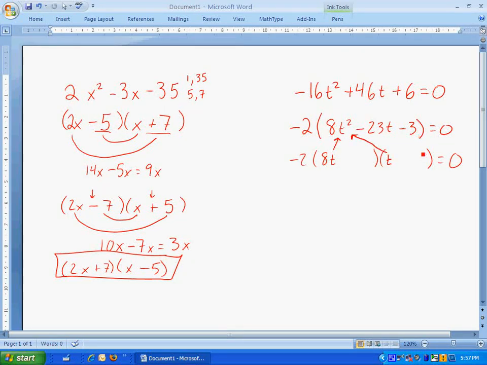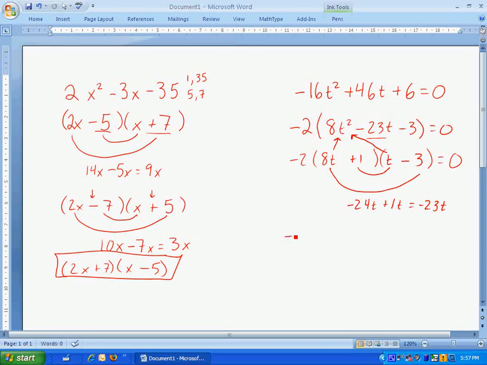Now to get the negative 3, I need a minus 3 and a plus 1. Those two will multiply together to give me that. And now I'm going to make sure it gives me that minus 23 in the middle. So 8t times negative 3 is negative 24t. And then 1 times t is plus 1t. And those add together to give me negative 23t. And so that is the correct factorization because it matches my negative 23t right there.